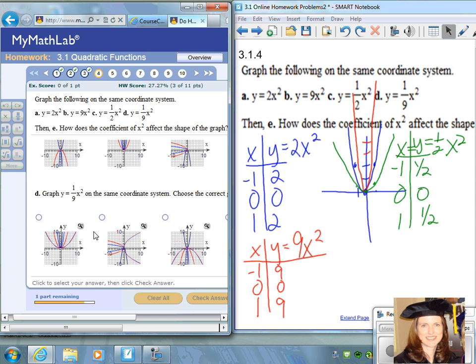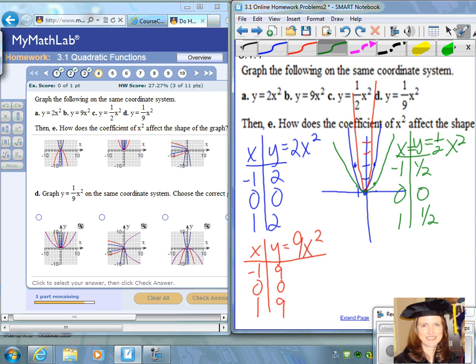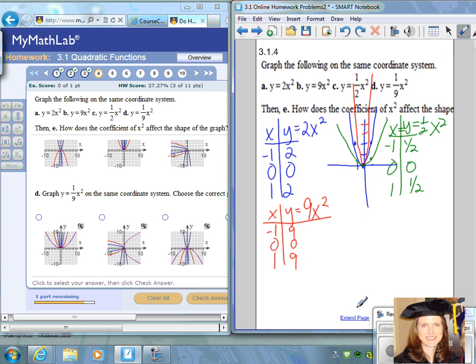And then we want to graph 1/9 x squared as our final graph. We can also make a table of values, x and y, where y is equal to 1/9 x squared. You can plug in values like -1, you get 1/9. Plug in 0, you get 0. Plug in 1, you get 1/9. So that really ends up making it much, much wider.